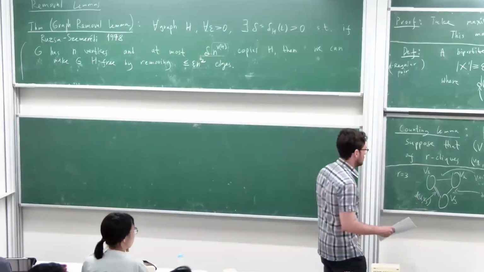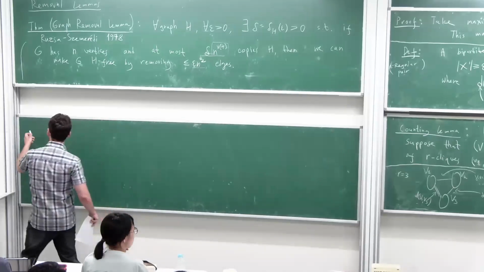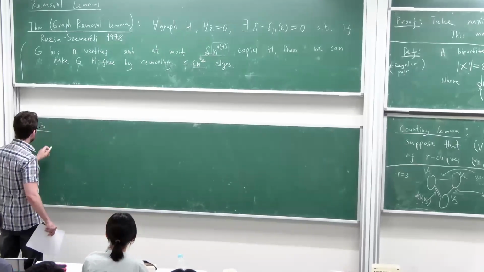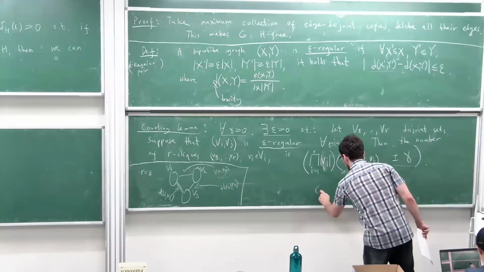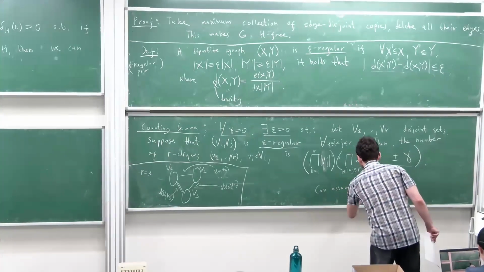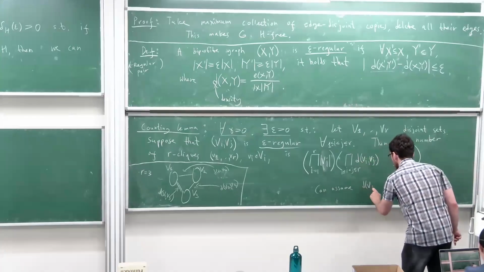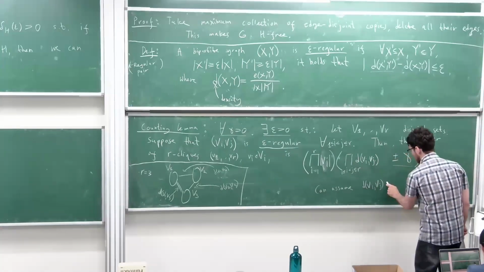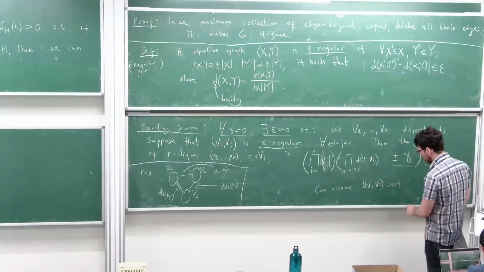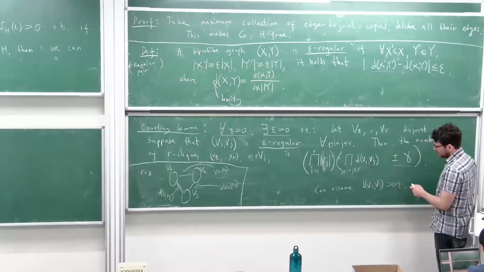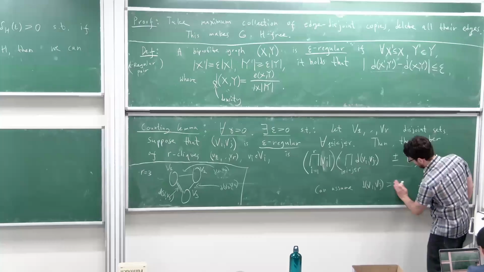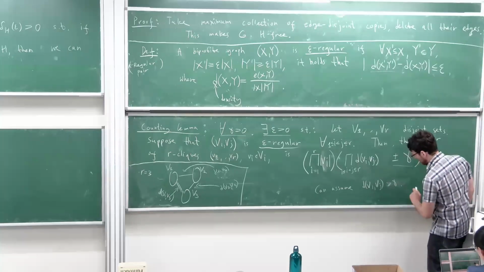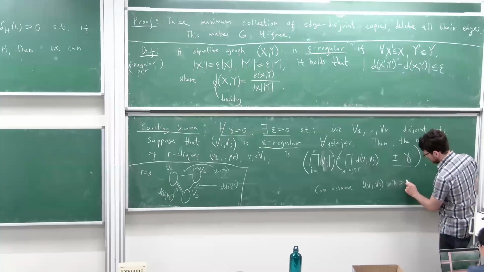So let's take the case that r equals 3. In this statement, I can assume that the densities, B_i, B_j, are much bigger than epsilon. That is, epsilon is much smaller than the density, because I can choose epsilon.